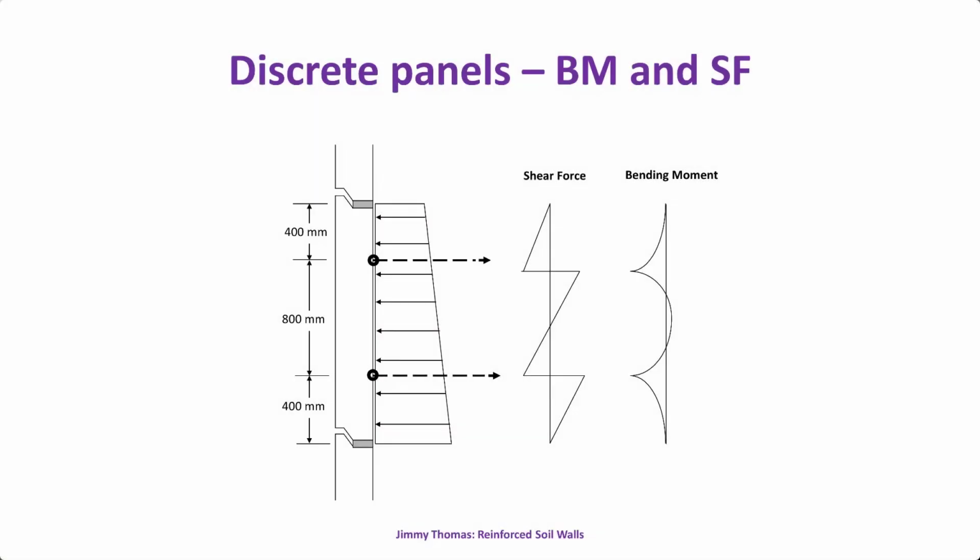Then suppose it is a discrete panel, basically we can analyze the bending moment and shear force. I have assumed this is a discrete panel and there are two reinforcements. So we can take it as a simply supported beam or a slab with overhang. We can analyze the shear force and bending moment diagram. Normally you will find, even if it is a 10 meter or 15 meter high wall and you take the full active earth pressure, the bending moments are very, very small, because the span is only a maximum of 0.8 meter, since vertical spacing is restricted to 0.8 meter.